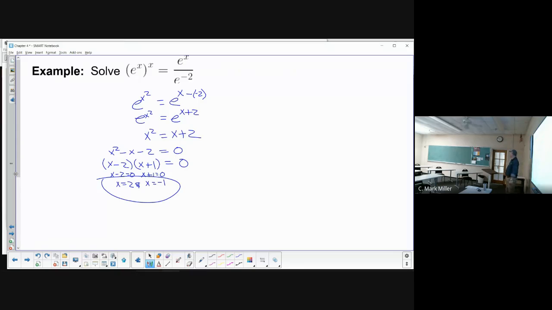The good news is you can check your answer here. You could take the 2. If you put 2 in here, you get e to the 2 squared. That's e to the 4, right? Over here, you have e to the 2 divided by e to the minus 2. That's going to give you e to the 2 minus a minus 2. That's e to the 2 plus 2, which is e to the 4 on the right. And the same thing happens with minus 1. All right, so you can check your answers a lot of times on these.